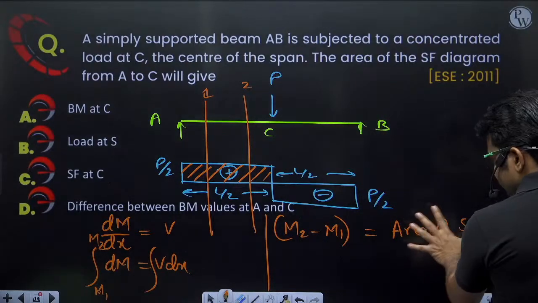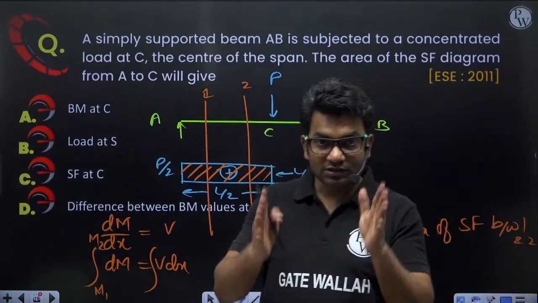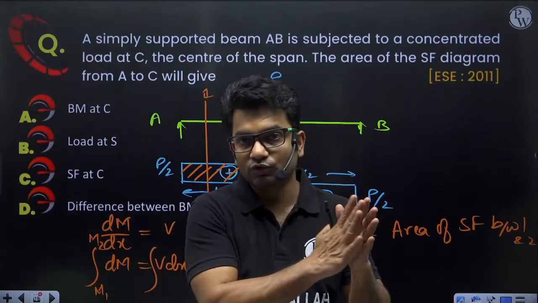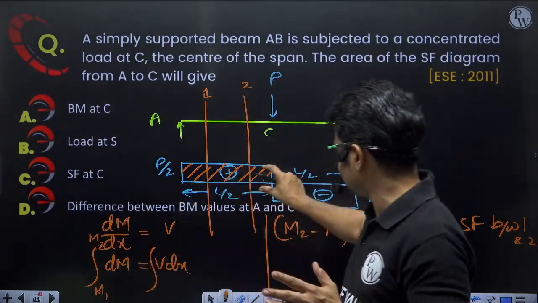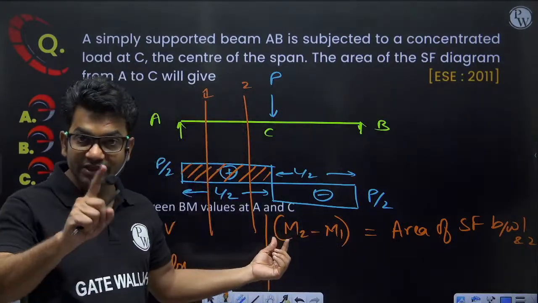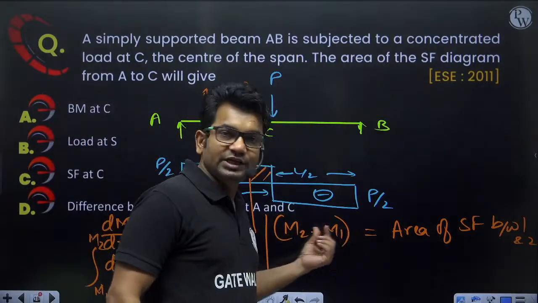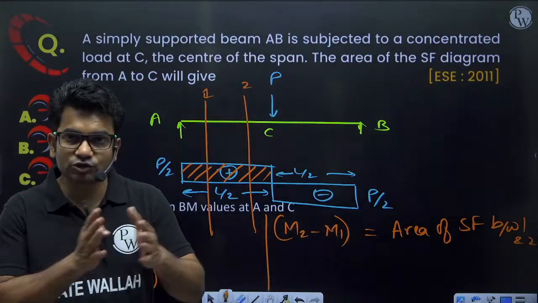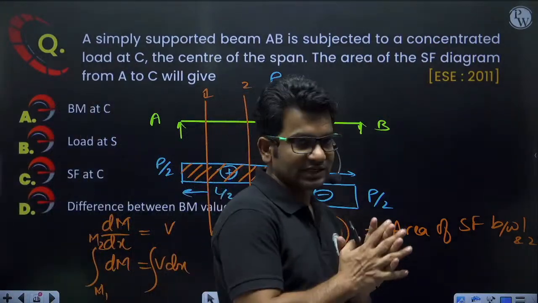The area of the shear force diagram between any two sections will be equal to the change in bending moment between these two sections. Okay, this is clear.